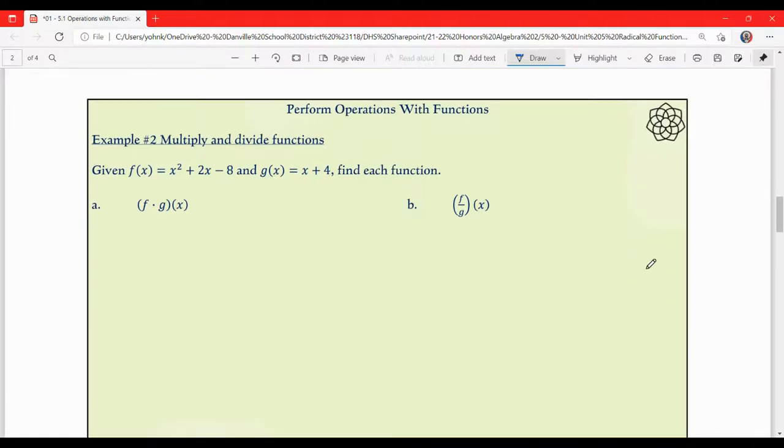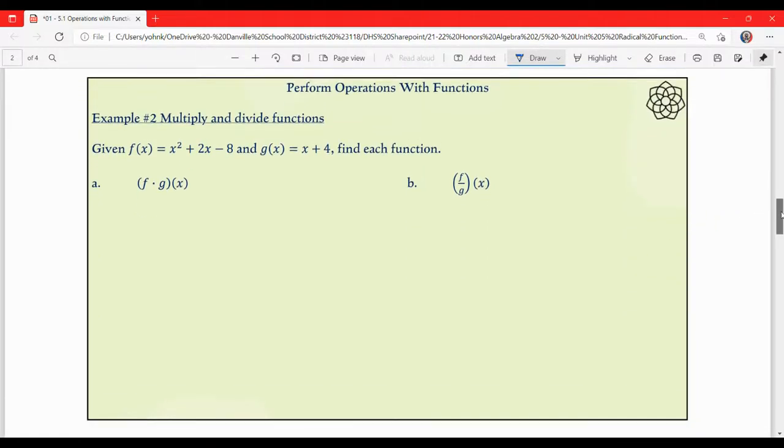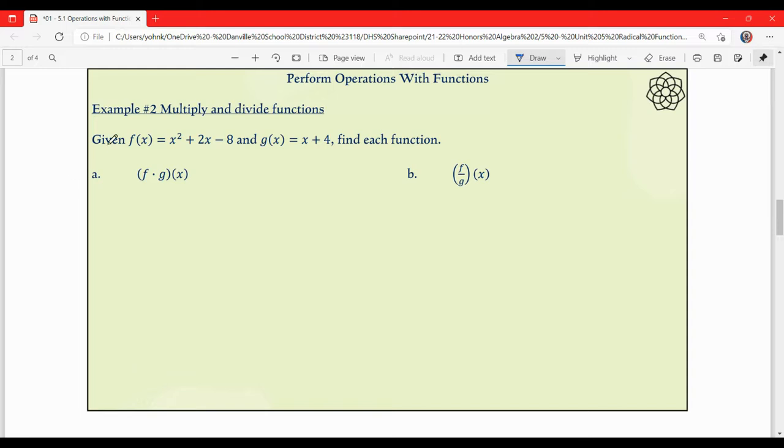Okay, let's move on to multiplying and dividing. So let's take some new functions. So now our f of x function is x squared plus 2x minus 8, still quadratic. And our g of x function is x plus 4, still linear. And let's multiply the functions. So f times g of x, remember that's just f of x times g of x. So we're going to take the f of x function, x squared plus 2x minus 8, and we're going to multiply it by the g of x function, x plus 4.